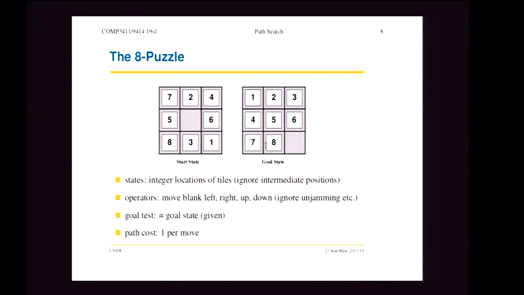So if you count the moves in that way, and then I ask you what's the shortest solution, then you may actually come up with a different answer. So you have to be very clear about how you're measuring the path cost.